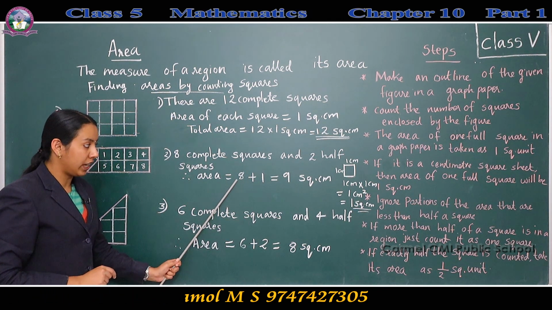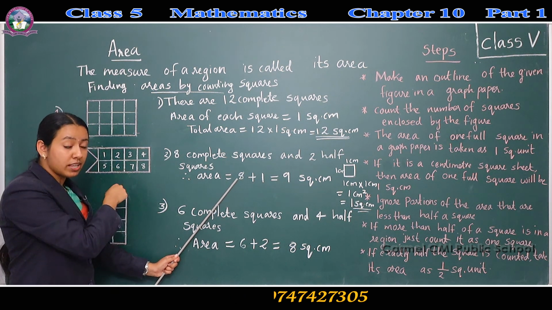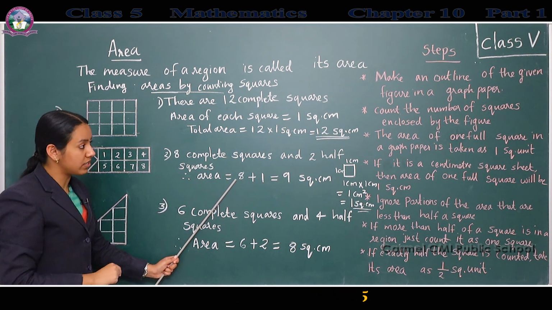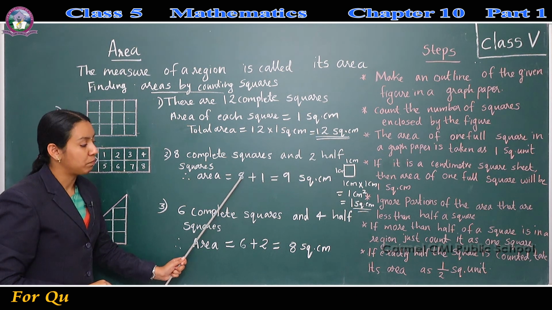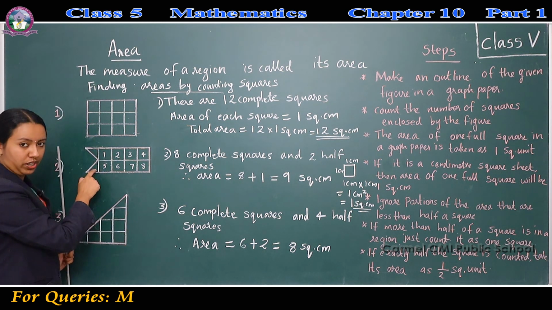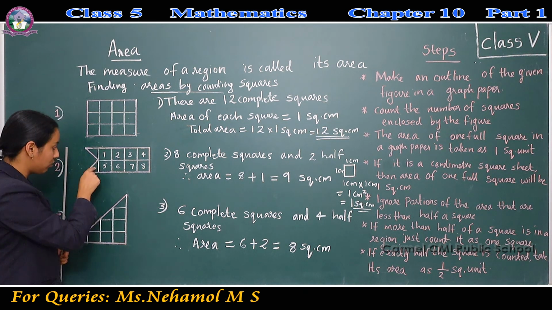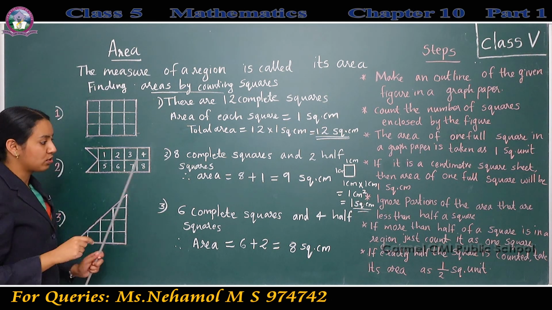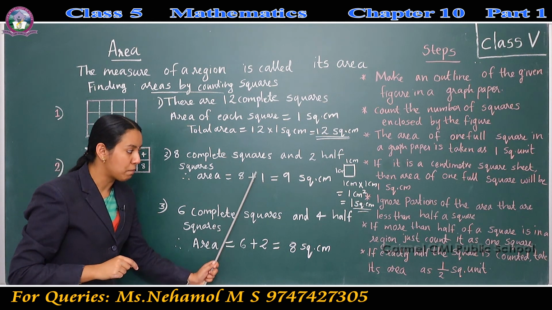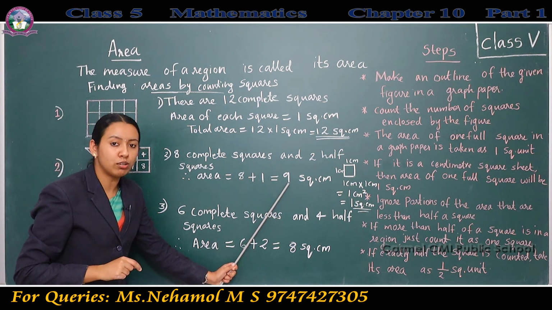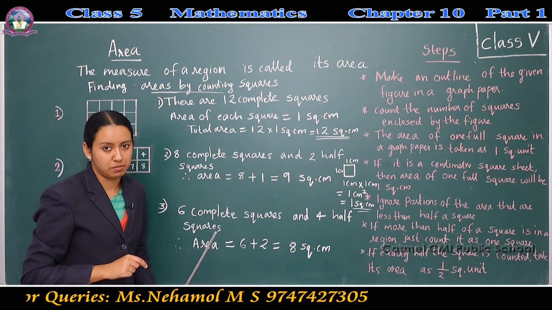So area of 8 complete squares is 8 into 1 square centimeter, that is equal to 8. Then 2 half squares. Half plus half is 1. So area of these 2 is 1. So total area 8 plus 1, that is equal to 9 square centimeter.